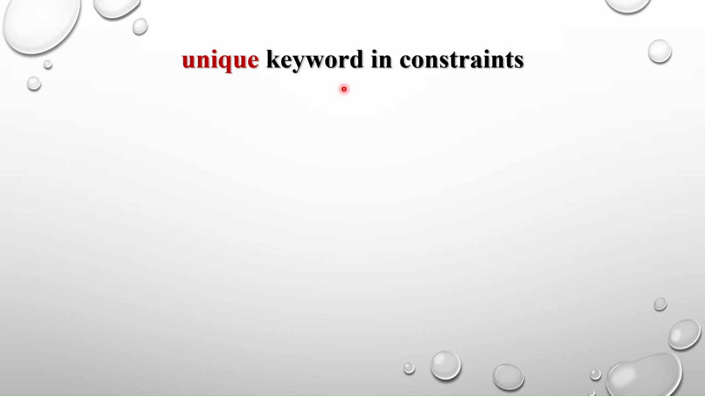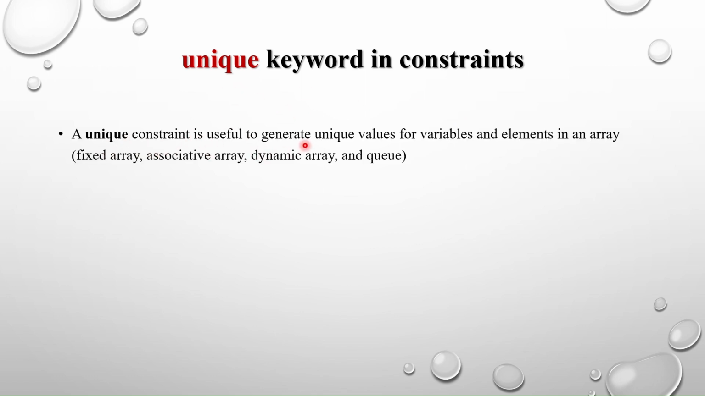In this session, I'm going to discuss the unique keyword in constraints. As the name suggests, in order to get unique values for a variable or array, we can use the keyword unique. A unique constraint is useful to generate unique values for variables and elements in an array. Array in the sense, we can use a fixed array, associative array or dynamic array. Also, it can apply for queue.